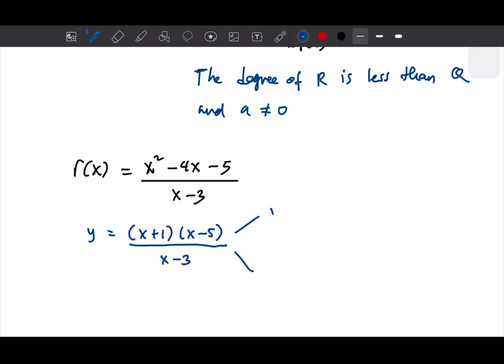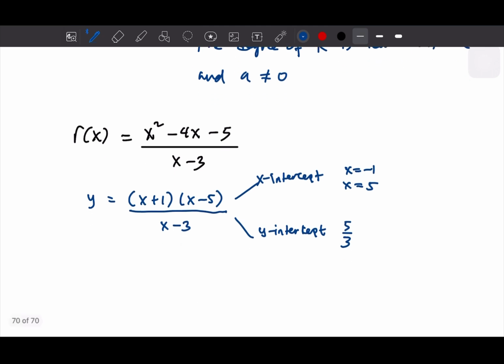We get the intercepts. The x-intercepts are 1, -1, and 5, right? And the y-intercept is 5 over 3, right? 5 over 3, because when we put x equal 0, it's perfectly 5 over 3.